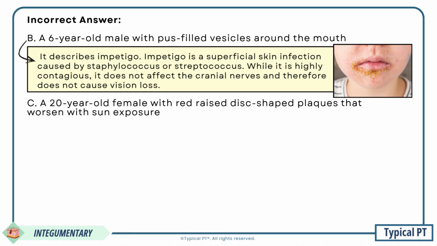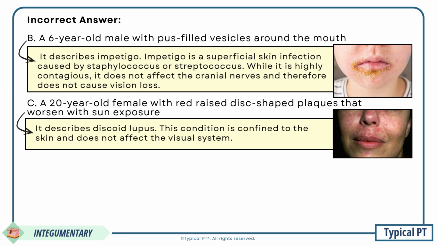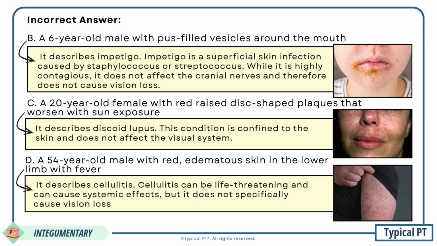Choice C is incorrect because it describes discoid lupus. This condition is confined to the skin and does not affect the visual system. Choice D is incorrect because it describes cellulitis. Cellulitis can be life-threatening and can cause systemic effects, but it does not specifically cause vision loss.